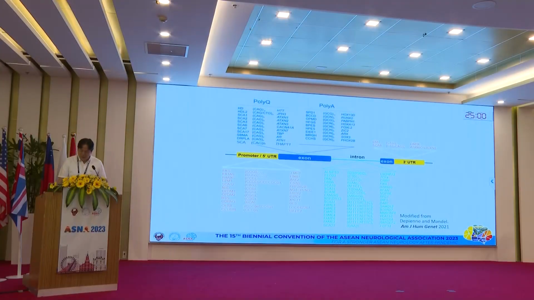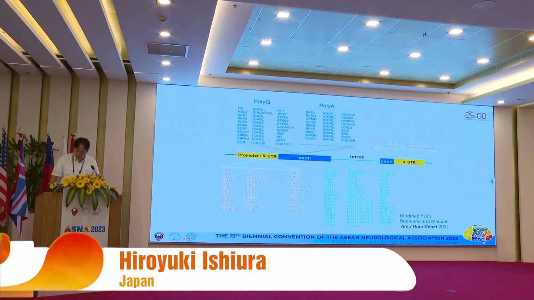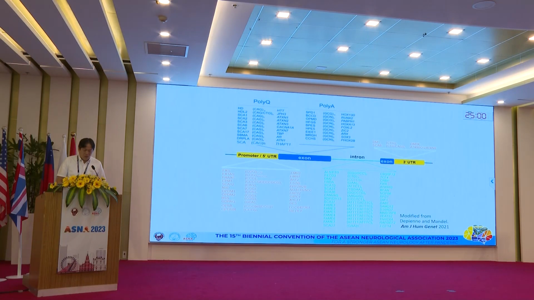So there have been 51 non-repeat expansion diseases. The CAG repeat encoding polyglutamine is the most famous in the exon. And in the exon region, there is also polyadenine repeat, such as OPMD, oculopharyngeal muscular dystrophy.